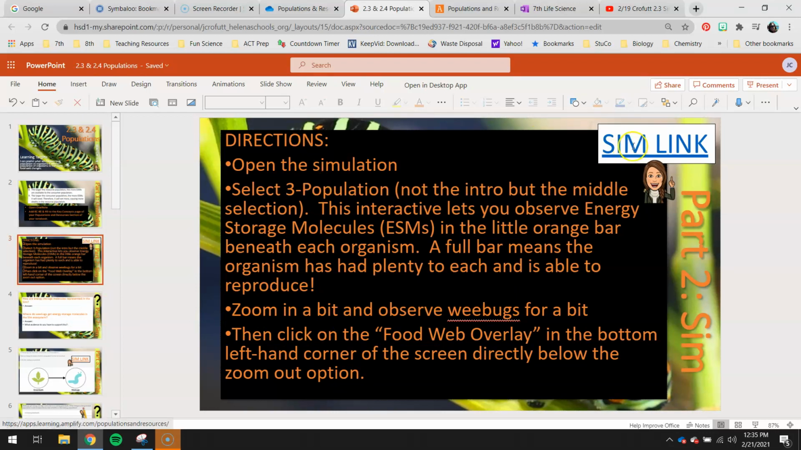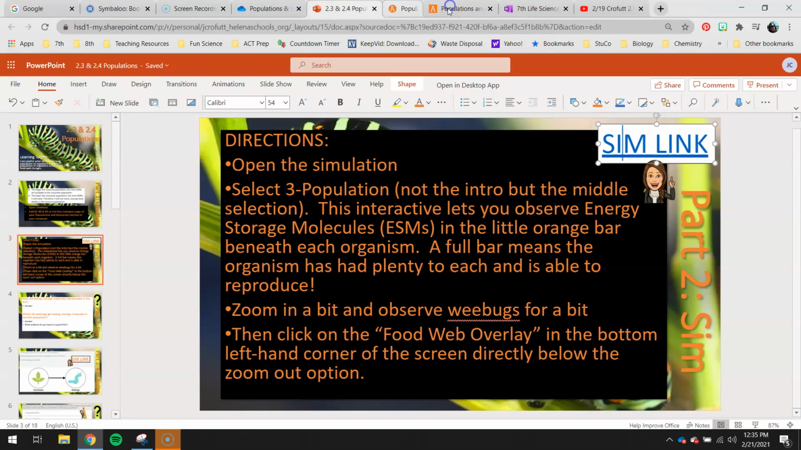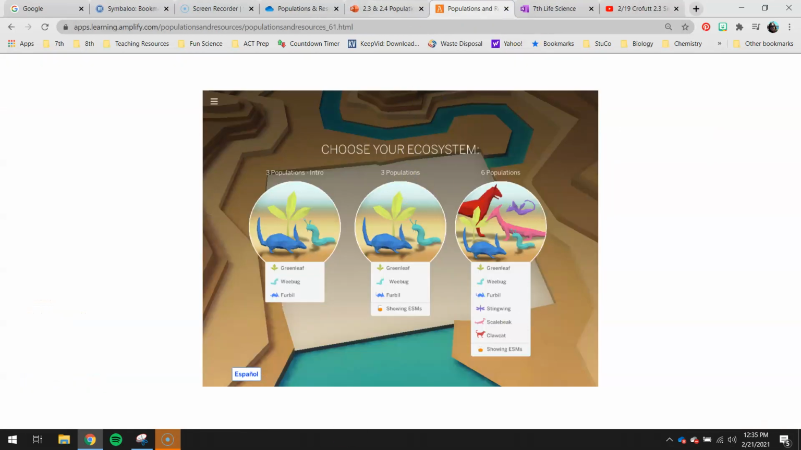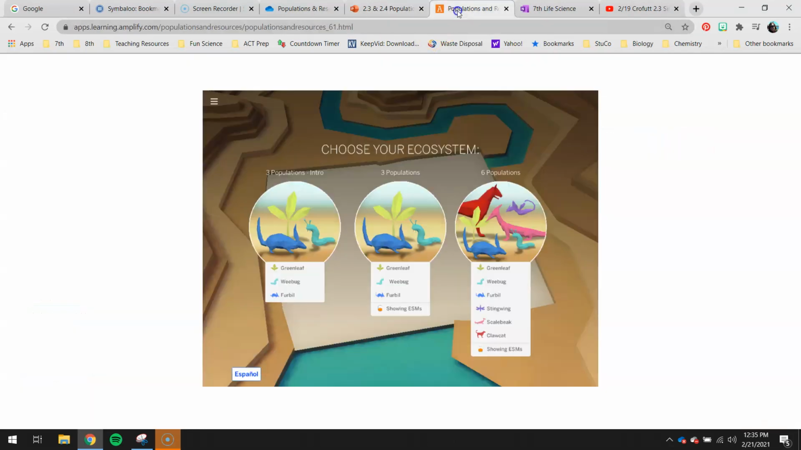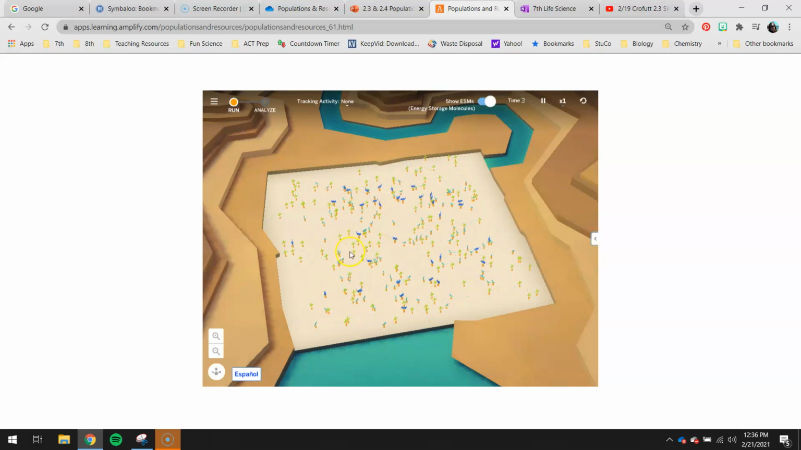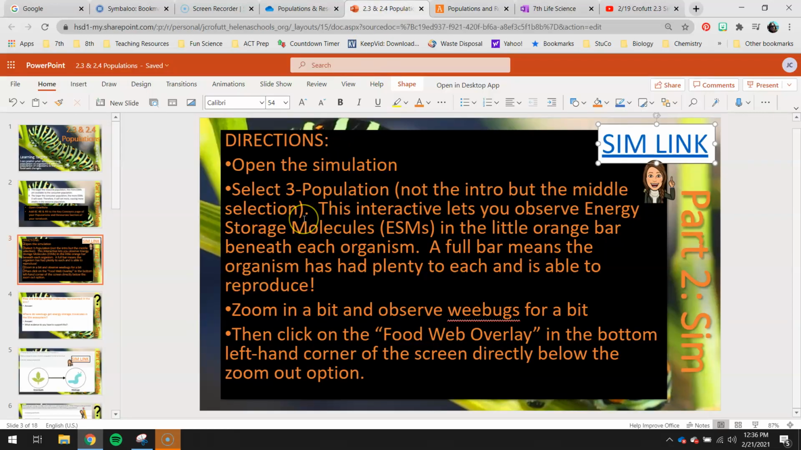So we're going to go ahead and open the sim up. Here's your link to right click and open. It may cause you guys to sign in. I already have it open here. And then I'm going to do the 3 population mode. So here we go. Here's our 3 population. It's not the intro that we did before. The reason we're using this middle 3 population is because you can see it shows the energy storage molecules. So we took a look at this briefly with yesterday's assignment. All right. So I'm going to select 3 population, not the intro, but the middle selection.